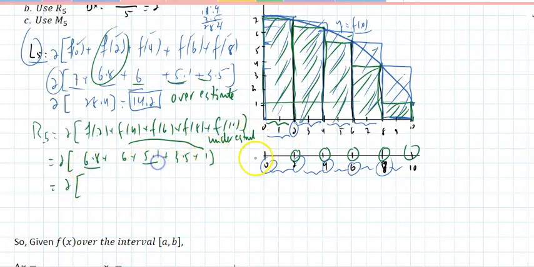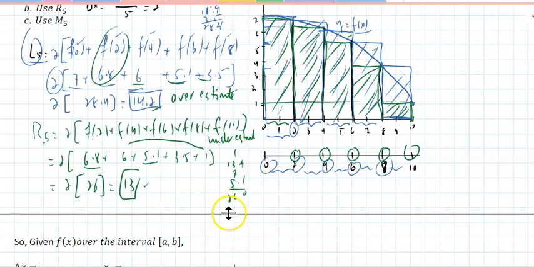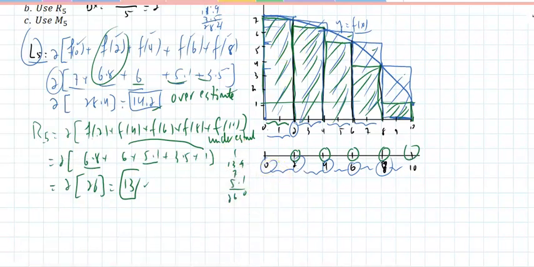6.8 plus 5.1, 13.9 plus 7 plus 5.1, that is 10, 10, 16, that's 26, that is 13. So far we have those two. And I'm going to do one more approximation, which is what they asked me to do, and that is m sub 5. If I go for m sub 5, well, let's see.